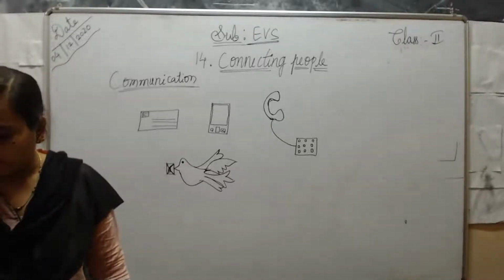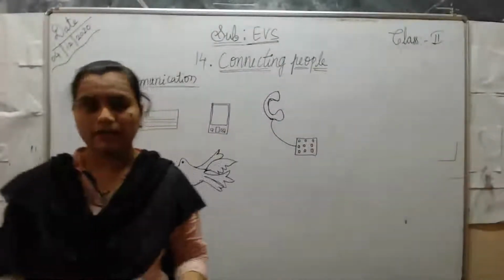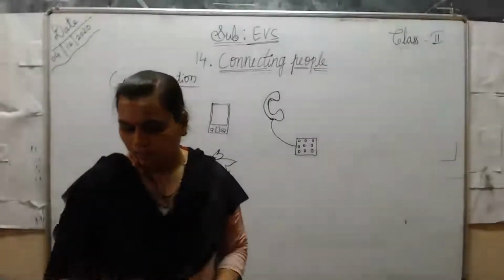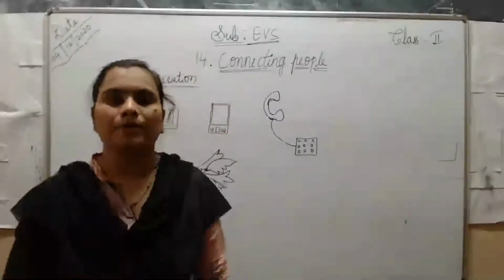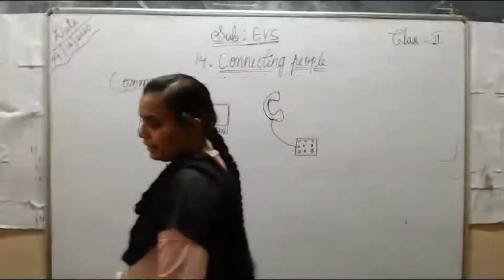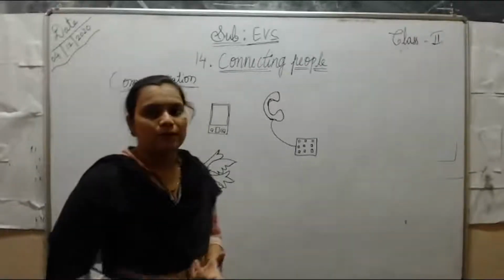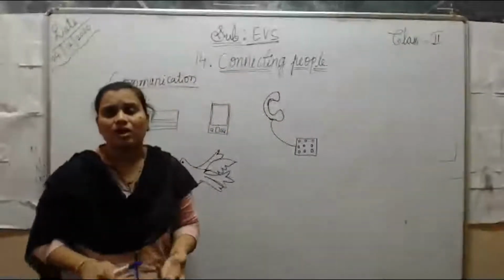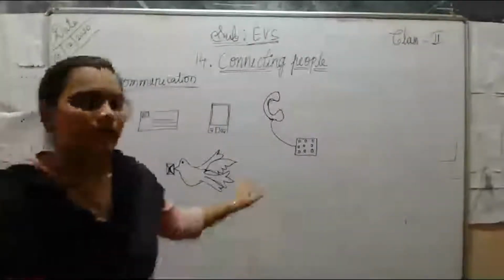Okay, this is about communication. Some people are not able to speak. They use sign language. Dancers make signs with the hands called mudras. The people who do not know how to speak use sign language to communicate with each other. This is about connecting people. Students, did you get this? In this communication, we use mobile phones, telephone, postcards, newspaper, books, internet, pigeons, and horse riders to send messages.